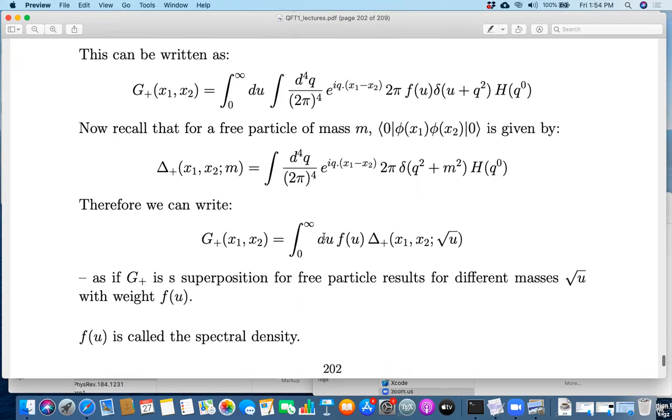So this function f of u is called the spectral density. It's called the spectral density because the two-point function is behaving as if you have not just a single particle of mass m, but a whole spectrum, in fact a continuous spectrum, of particles of different masses given by root u. And the weight factor is given by f of u. But soon we'll see that this is not the correct interpretation. Nevertheless it's called spectral density because G plus can be regarded as a superposition of this spectrum of many particles with a continuous family of masses with weight factor f of u.